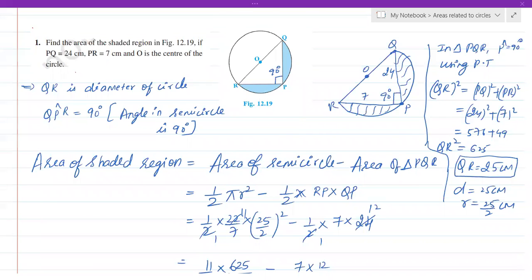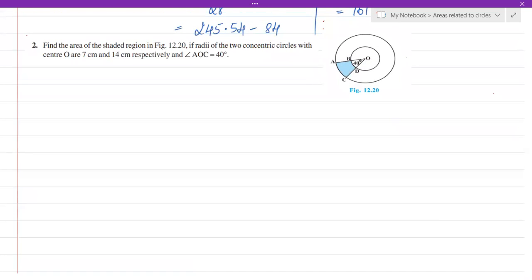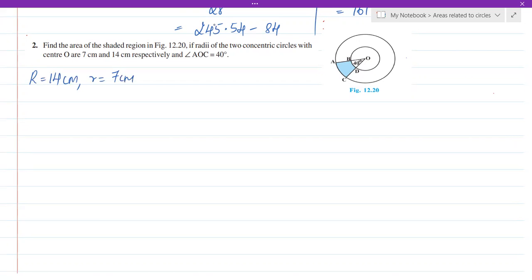So next question. Coming to the next one. Find the area of the shaded region if the radii of two concentric circles with center O are 7 centimeter and 14 centimeter. Let's take the capital R to be 14 centimeter and the small r to be 7 centimeter. Okay, and angle AOC is given as 40 degree.